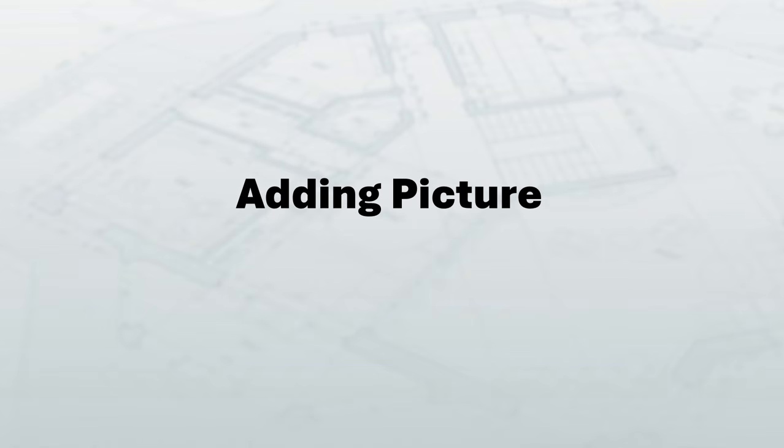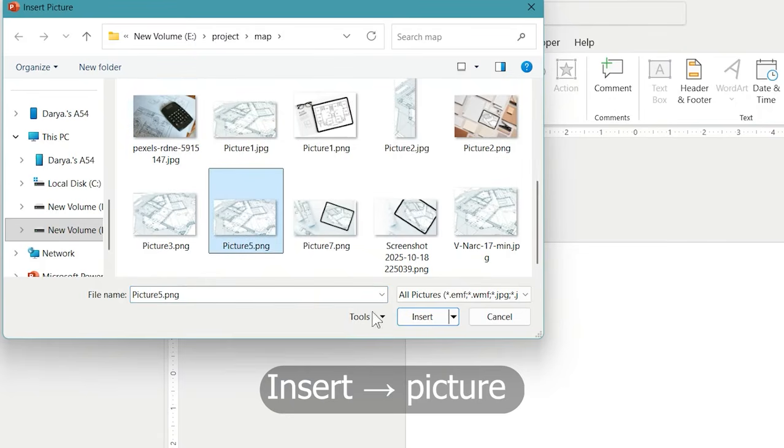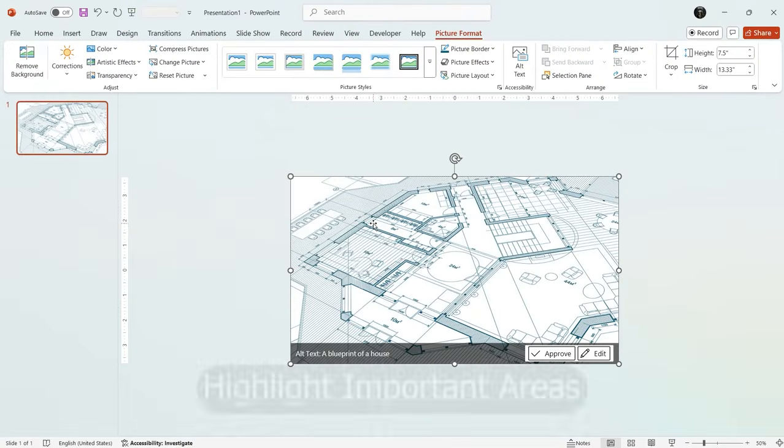First step, adding a picture. Go to Insert, Picture, and add your image. Adjust it to fit your slide perfectly.